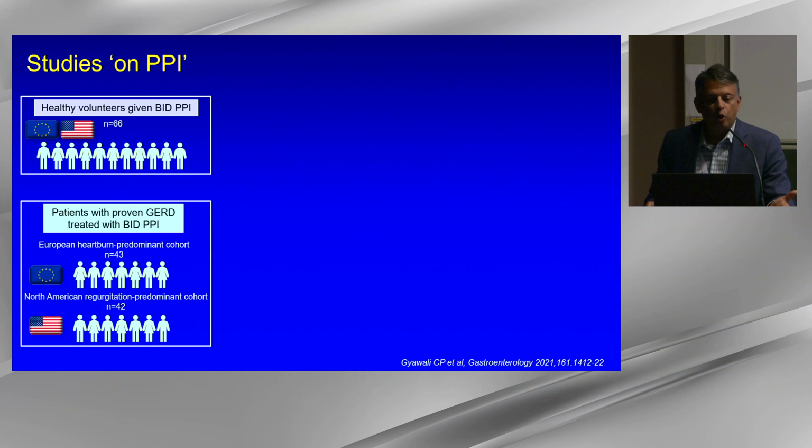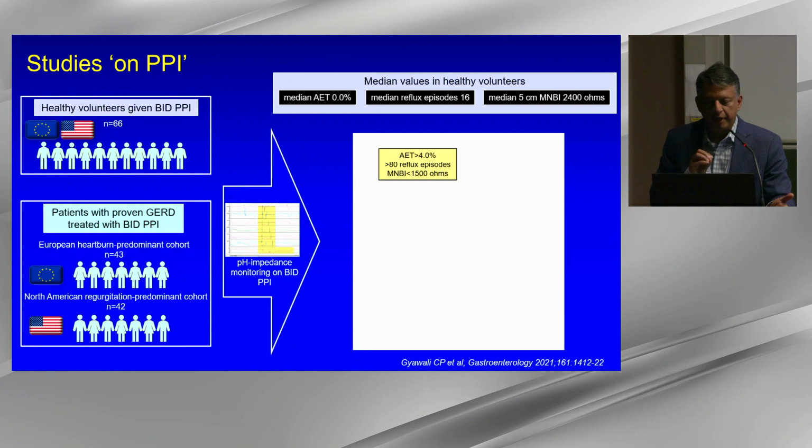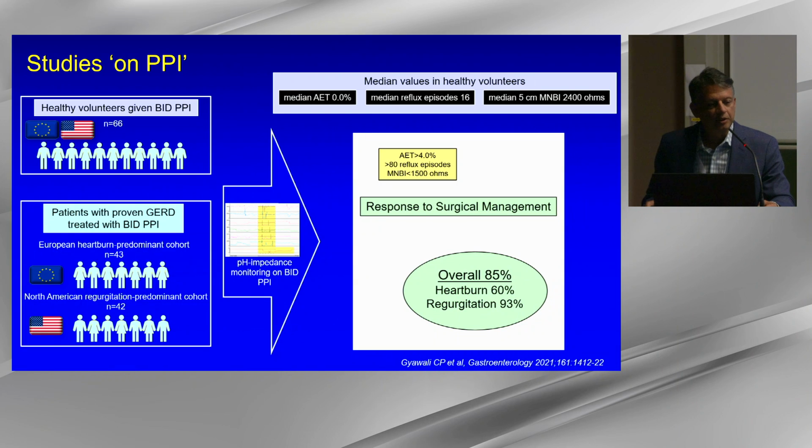And in studies on PPI, when you do pH impedance on PPI, the finding of nocturnal baseline impedance less than 1500 in conjunction with an elevated acid exposure time or elevated reflux burden predicts response to surgical management.